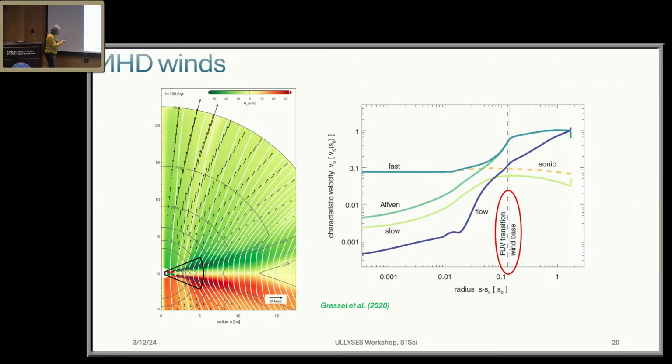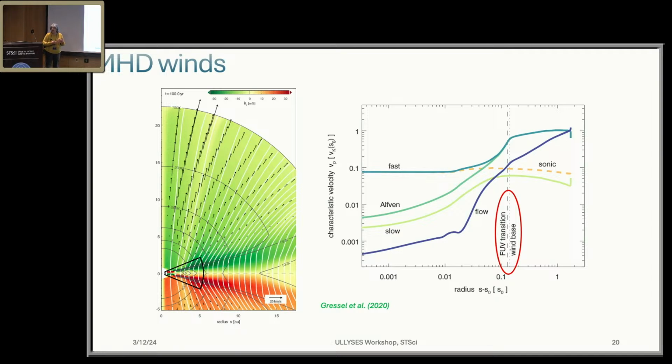Another thing that I want to underscore here is that this is an MHD model of a heated wind. These are the newest class of models where you're doing MHD simulations along with heating. This was done with DALI by Oliver Gressel. What I wanted to show you is that you have this velocity as a function of position along the streamline, and the wind base lies very near the FUV transition, which then implies that whatever MHD wind you're launching, you're actually heating with FUV photons.